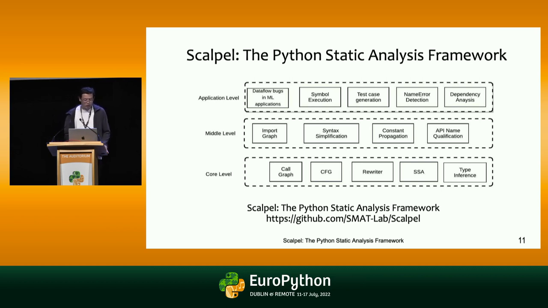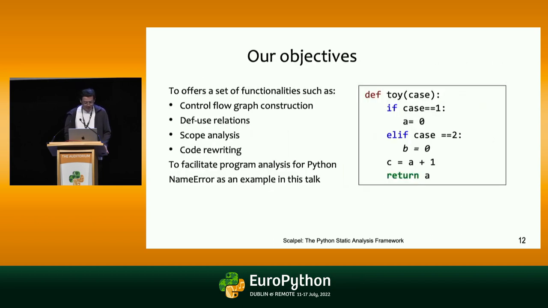So this is the overview of our framework. The objective, as I said, is that we hope to offer a set of functionalities such as control flow graphs, define-use relations, scope analysis, and code rewriting to facilitate program analysis for Python. Next, I will explain the name error as an example, and I will describe why the four modules I'm listing today are important.